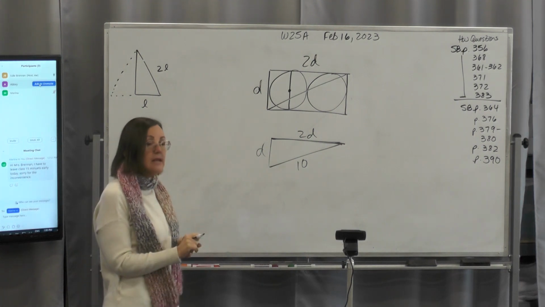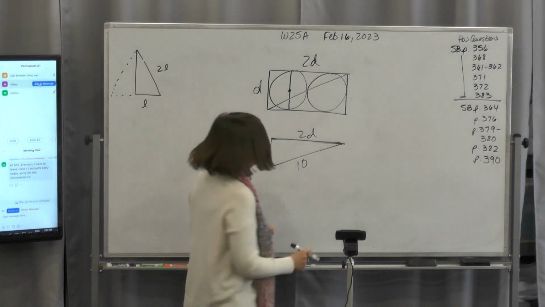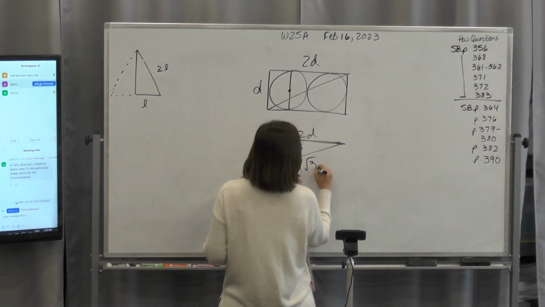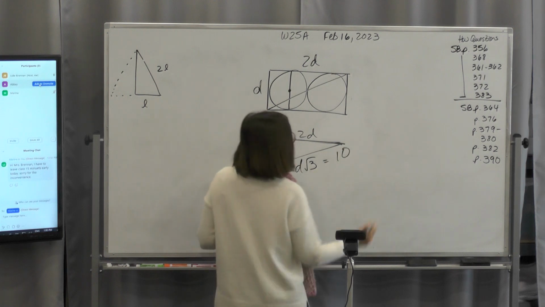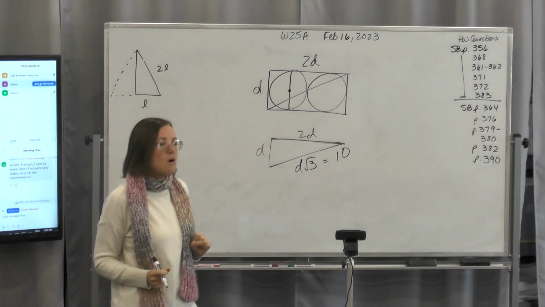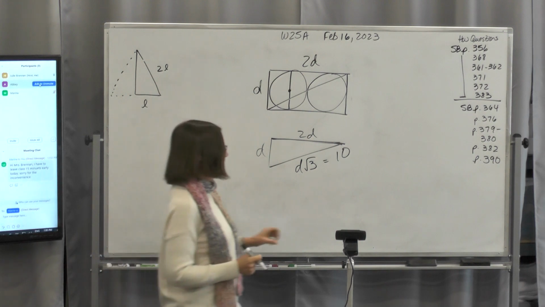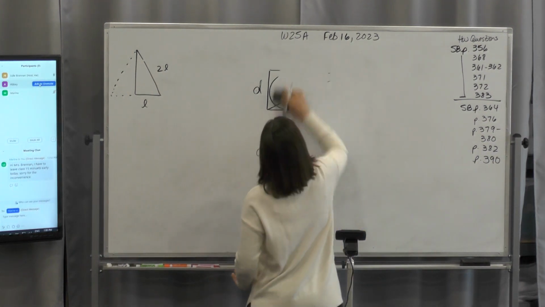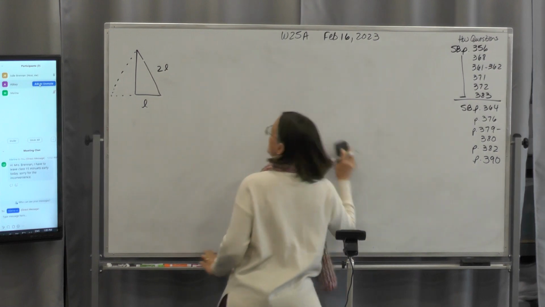Does everybody see that? Really easy to jump to what would be the common thing to say. Oh, that's D root 3 is equal to 10. Solve for D. It will be wrong. Okay? All right? So I'm going to let you guys work the rest of that one for a homework problem.